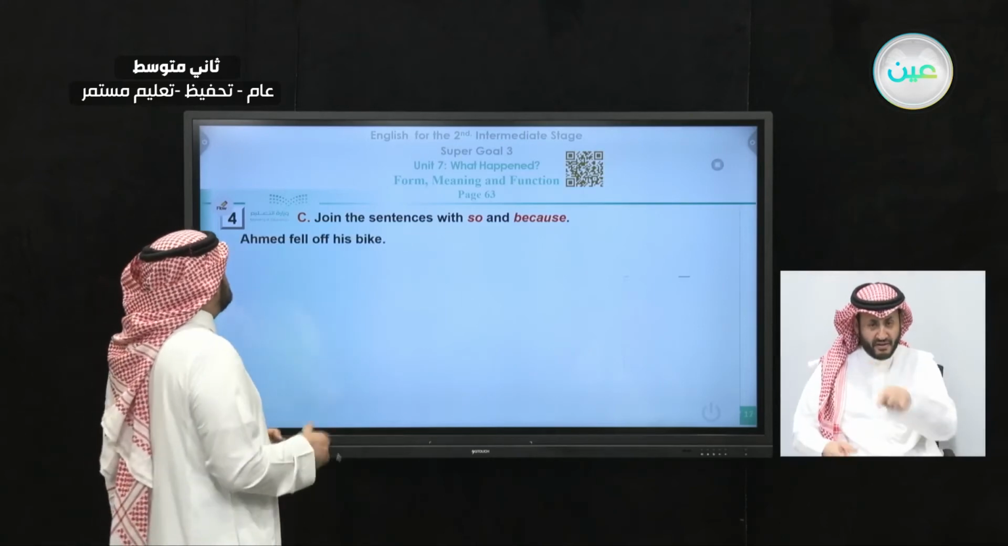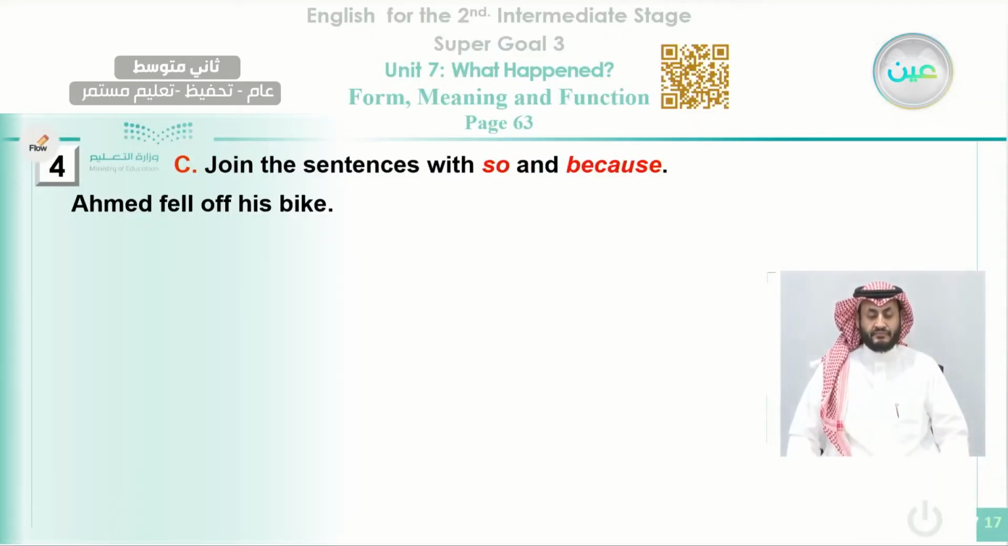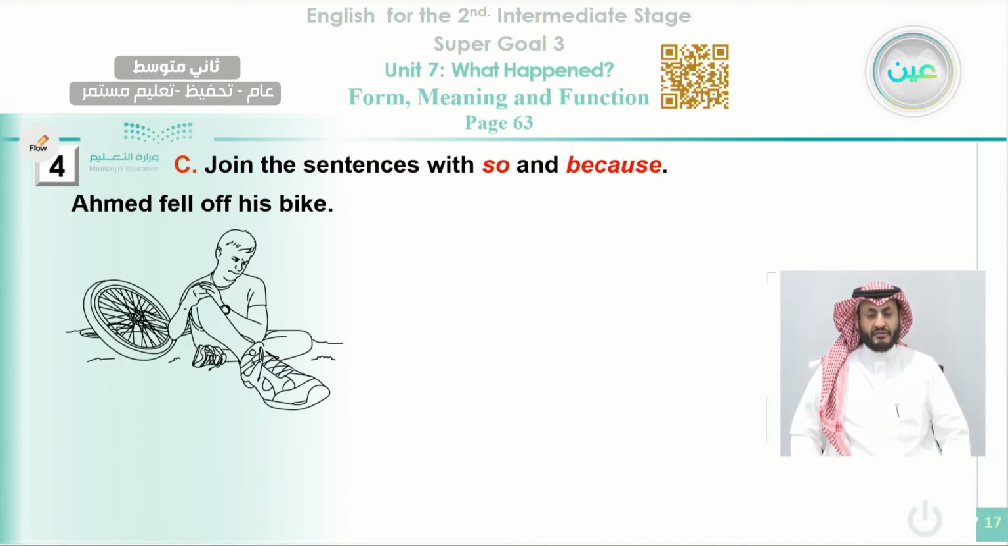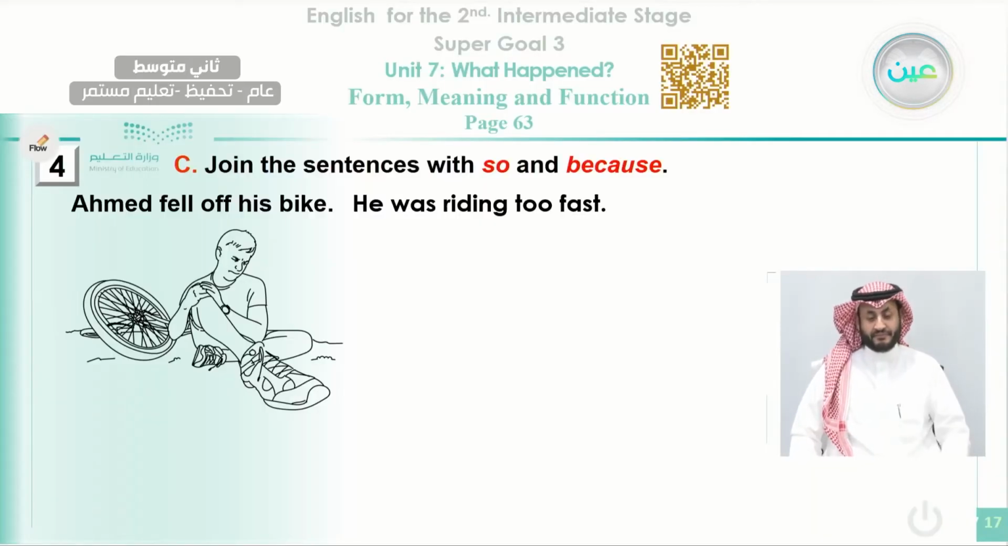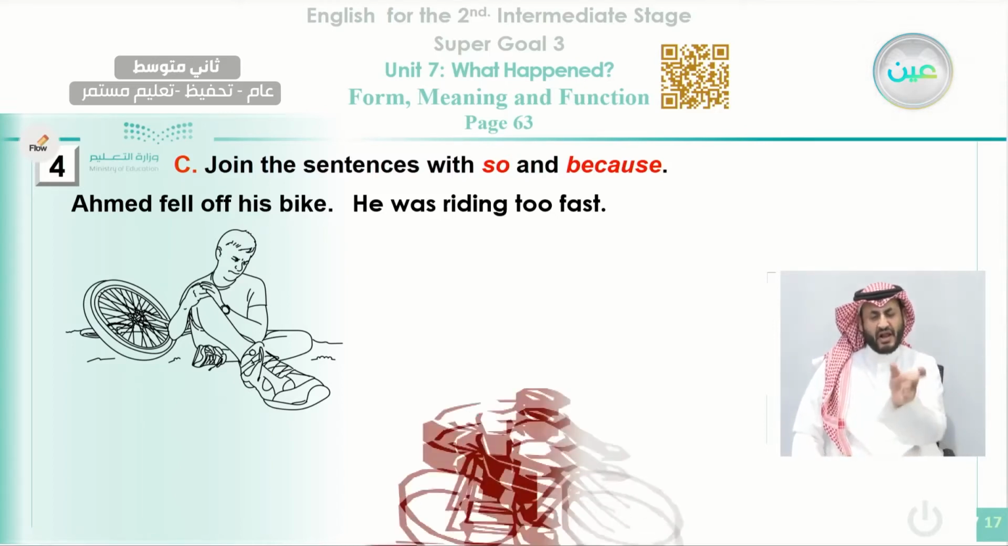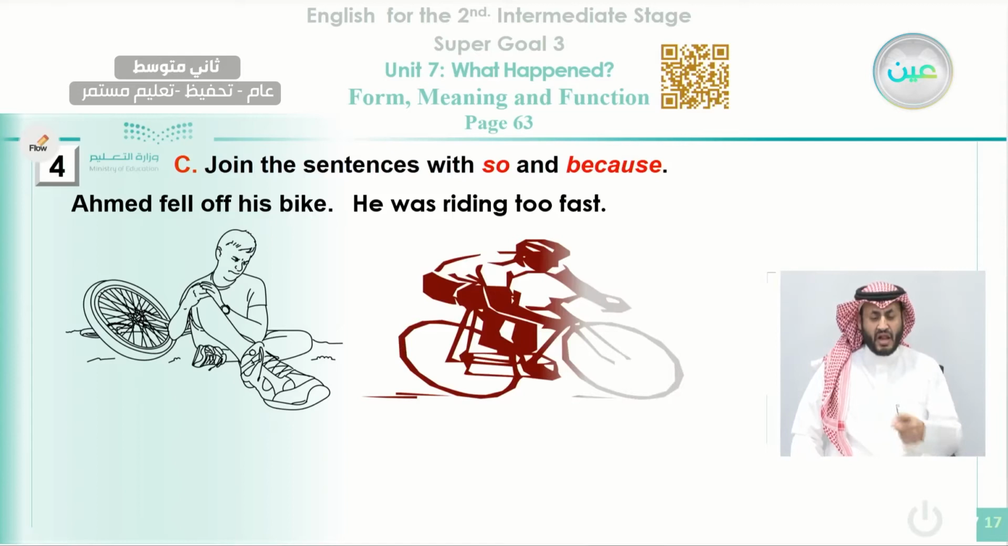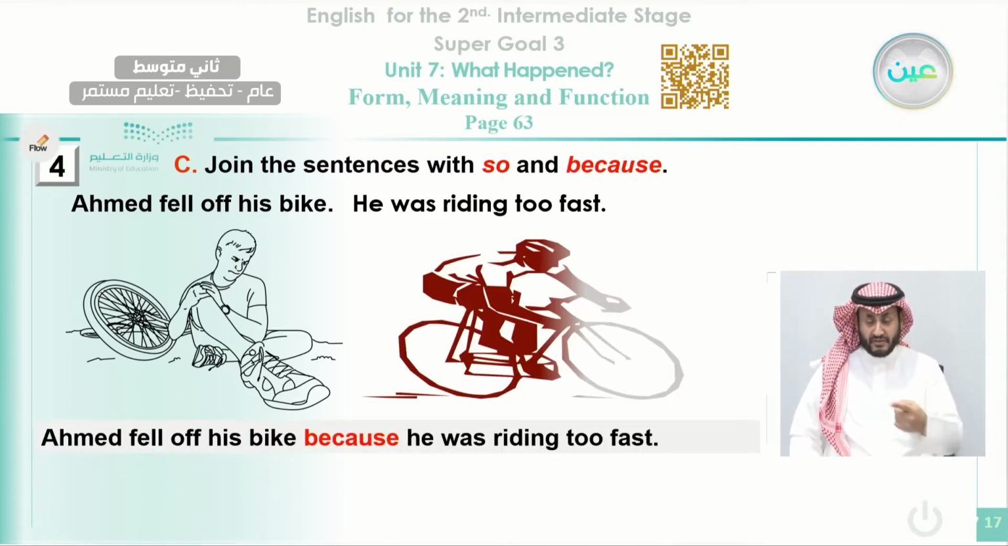The next two sentences, number 4 in exercise C, page 63. Ahmed fell off his bike. And here another sentence: he was riding too fast. So we're talking about a reason and a result. He was riding too fast. This is a dangerous thing to do sometimes. Ahmed fell off his bike because he was riding too fast.